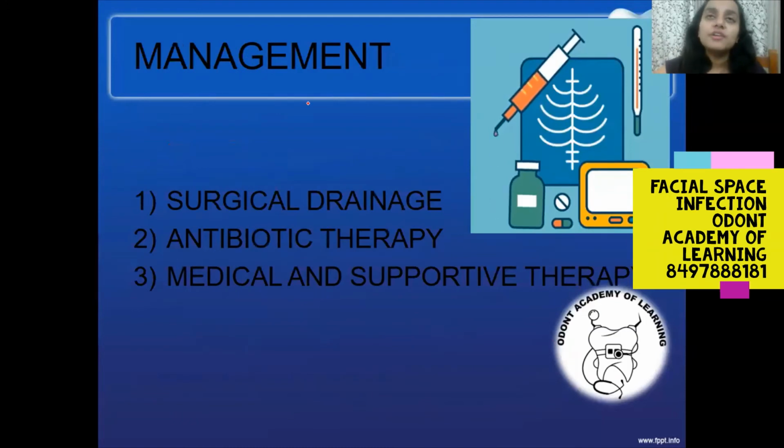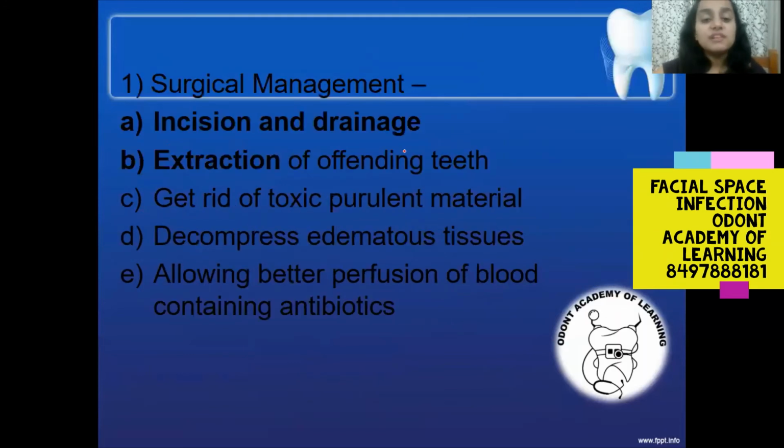Now that we have all of the investigation, we'll come to a particular diagnosis, and then the most important aspect is the management. Now, management of facial space infection is divided into three categories. First is the surgical drainage, second is the antibiotic therapy, and third is the medical and basically the supportive therapy. So in surgical management, what comes is incision and drainage. That means we poke a needle and drain out all the contents of the pus. Next is extraction of the offending tooth. Of course, we have to remove the source.